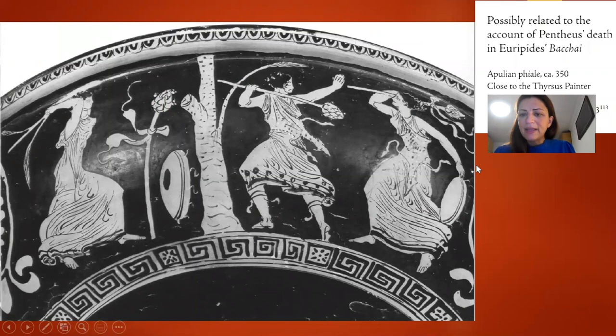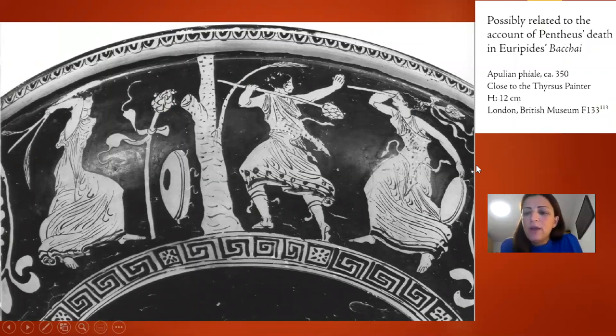Another painting that I chose to show you, because I see that you haven't received it in your list, is this rather clumsily drawn phiale, which is possibly related to the account of Pentheus's death in the version of Euripides' Bacchae. Again, like the previous one, it is from the middle of the 4th century. It's exhibited actually in the British Museum at the moment.